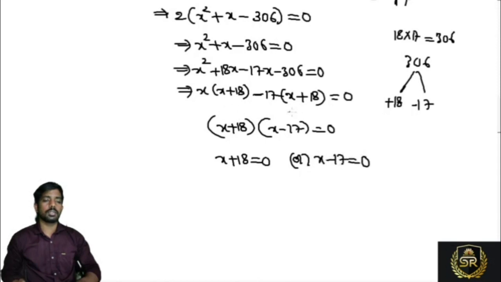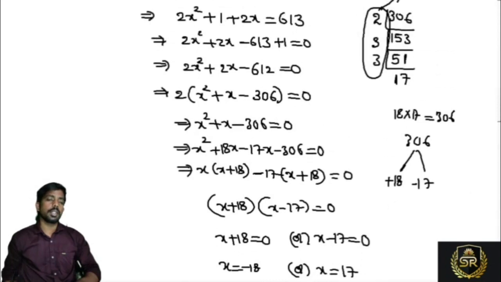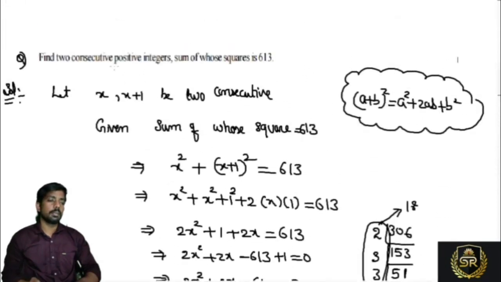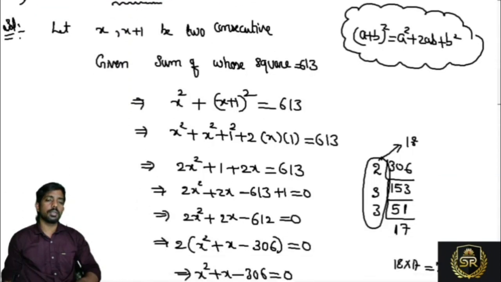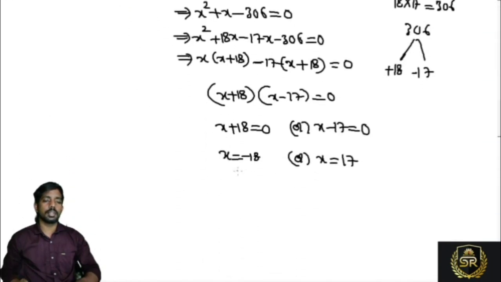This factor is equal to 0 or this factor is equal to 0. So x is equal to minus 18 or x is equal to plus 17. What does the question say? It says positive integers, so it is better to go with the positive integers. That is the reason this is rejected: it is rejected because the question says positive integers.